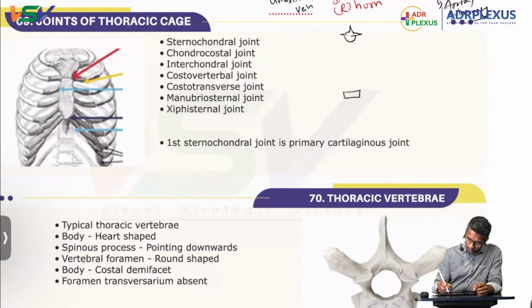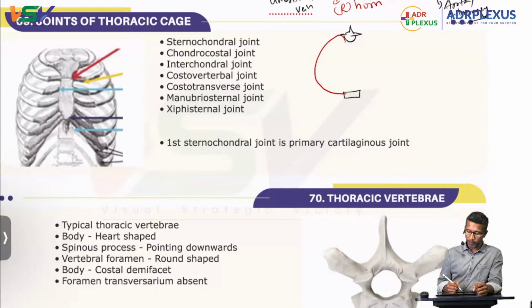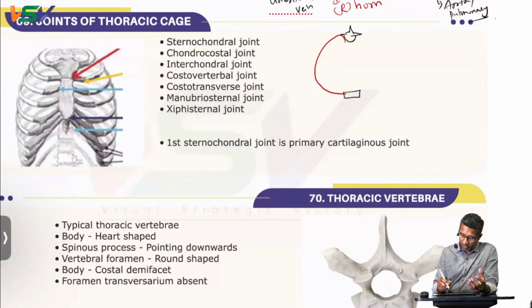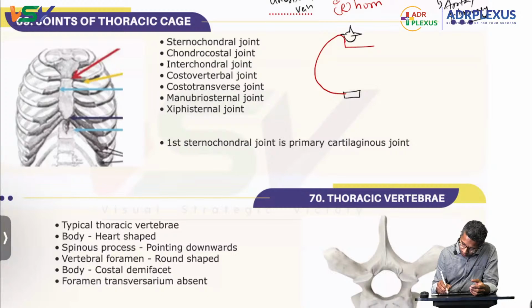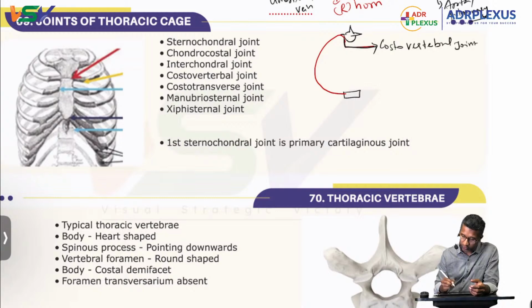The rib is connected from the vertebra posteriorly to the sternum in the anterior portion. Now, what are the parts this rib articulates with? The rib articulates with the body of the vertebra, and this is called the costovertebral joint.